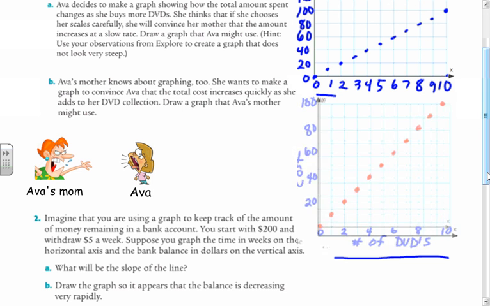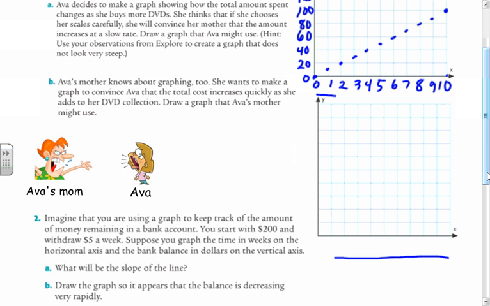What Ava's mom is thinking is that, well, maybe if instead of going up by ones here, I was showing that she spent her $100 a little more quickly, like maybe right here, so that we had 10 DVDs there, and that was $100, I wouldn't need to change the scale on the y-axis. I'm still going up by tens. But on the x-axis, I'm going to just go up by 2 DVDs at a time. And that'll give me my 10 right in the middle here.